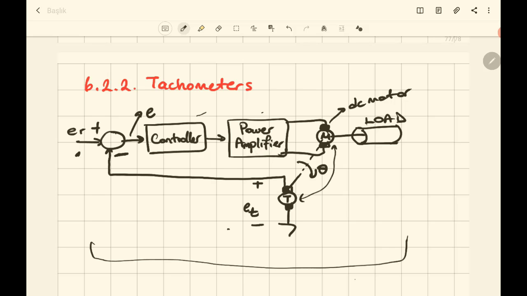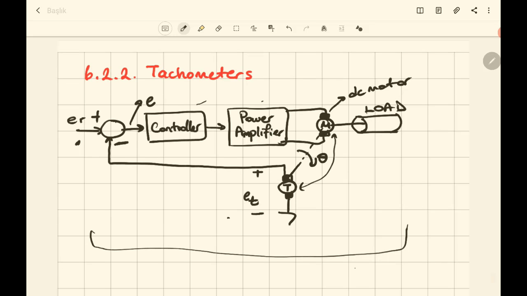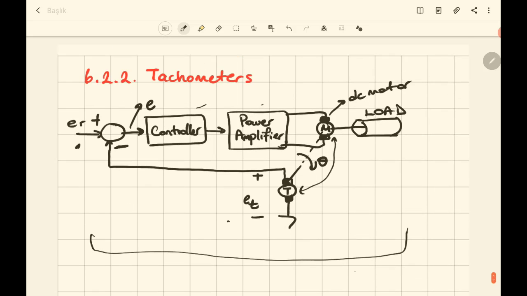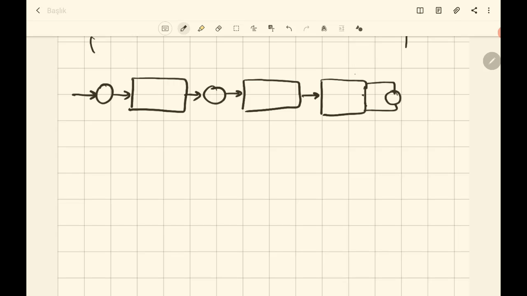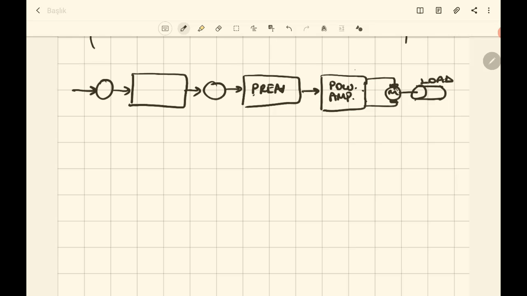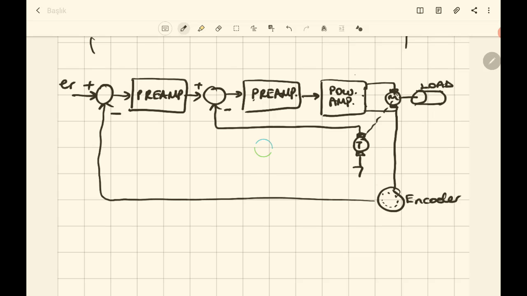For this kind of application, the accuracy of the tachometer is highly critical, as the accuracy of the speed control depends on it. But we can also use the tachometer for another application. Let's do this now. Okay, let's evaluate this figure now.